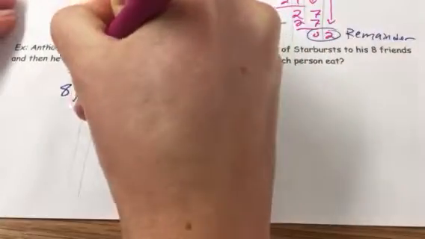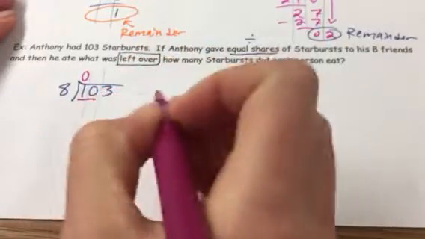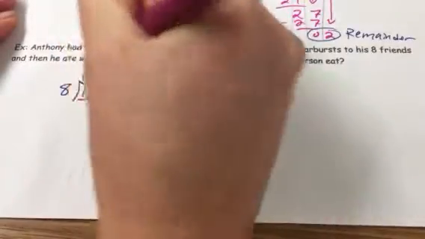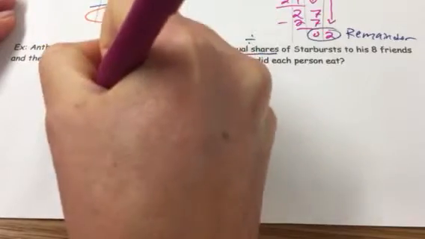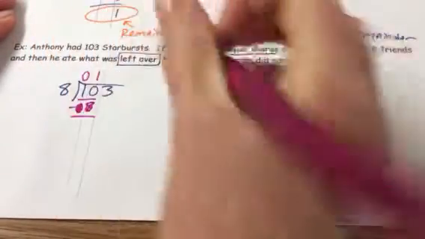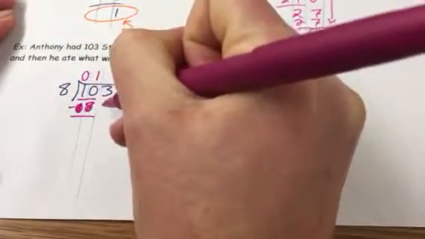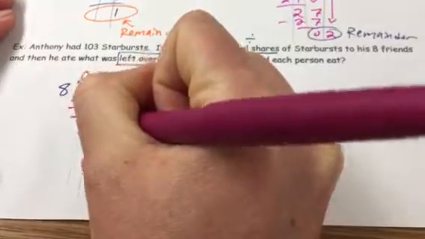8 goes into 1 0 times. Now I'm going to look at this as 10. 8 goes into 10 one time. 1 times 8 is 8. I subtract 8 there. 10 minus 8 is 2.